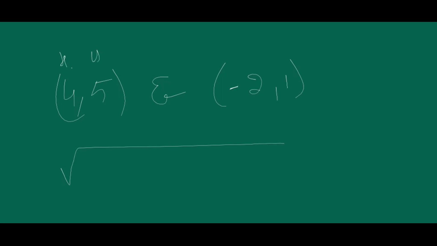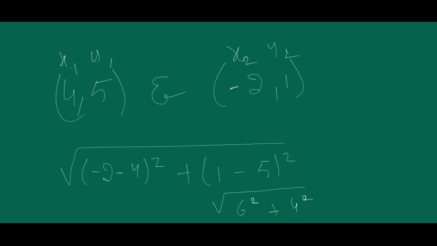This is x1 y1 and this is x2 y2. So minus 2 minus 4 the whole square plus y2, which is 1 minus 5 the whole square. This will be 6 square plus 4 square. 36 plus 16 is 52.